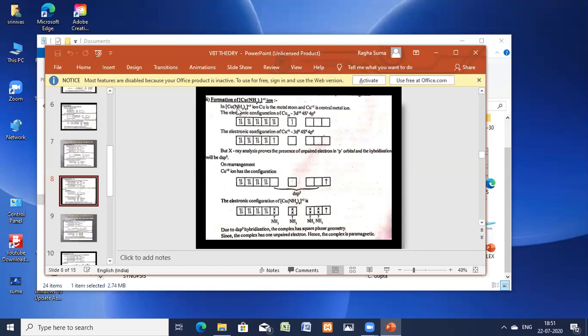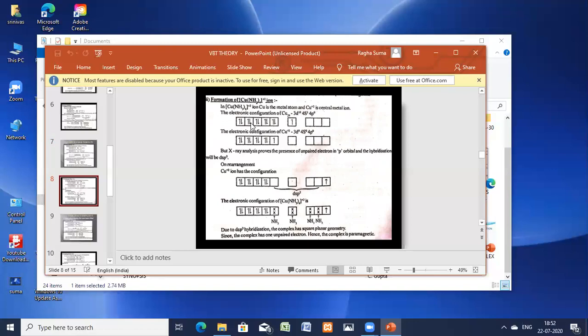Now, for the central metal atom copper, what is the oxidation state? It is +2. How are we getting the +2 oxidation state? Here we'll calculate. Ammonia is a neutral ligand, so it has zero charge. The oxidation state: X plus 4 into 0 is equal to +2. So X plus 0 is equal to +2, X is equal to +2. Copper is in the +2 state, the cupric state.